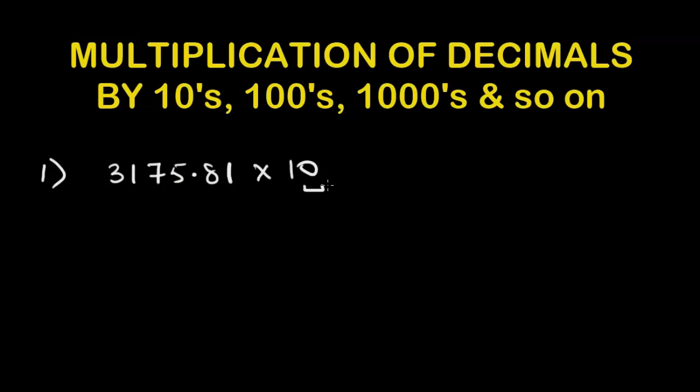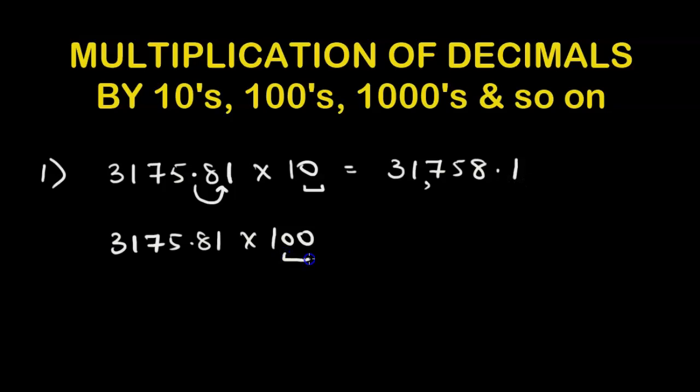We count the number of zeros. We have 1 zero here. So we move the decimal one place right. And the answer that we get is 31758.1. How do we read it? 31,758 and 1/10.